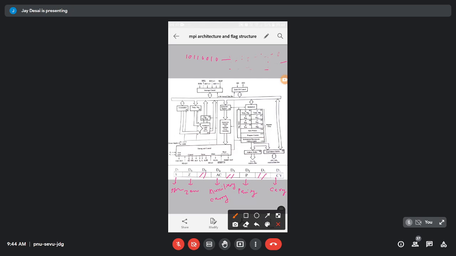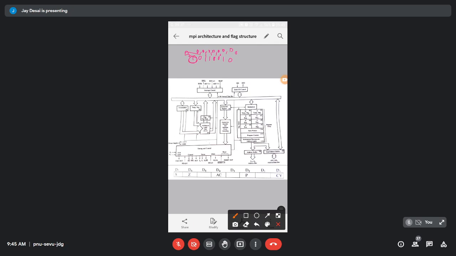D7 બીટ કયો થશે? 1 થશે કે 0 થશે? This one is D0. Sorry, 1 0 1 1 0 0 1 0. Suppose. So this one is D0, D1, D2, D3, D4, D5, D6, D7. આ તમારો D7 bit થયો.